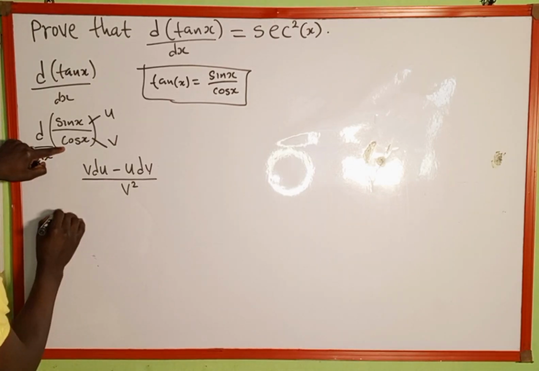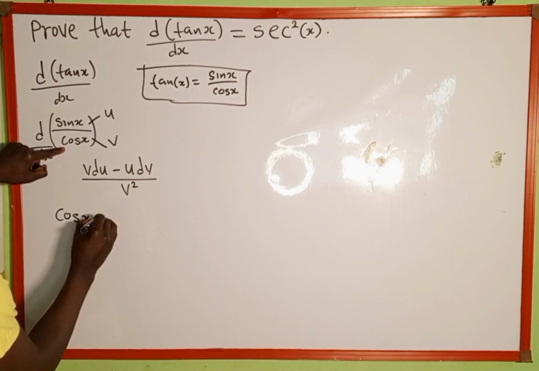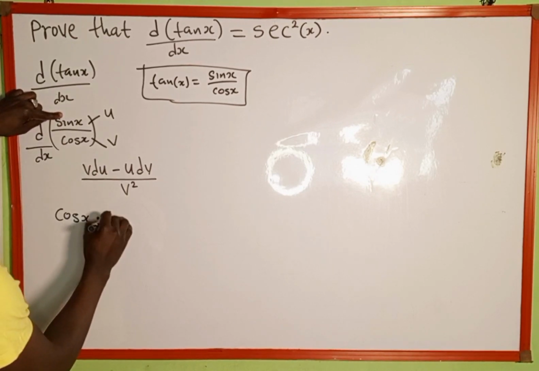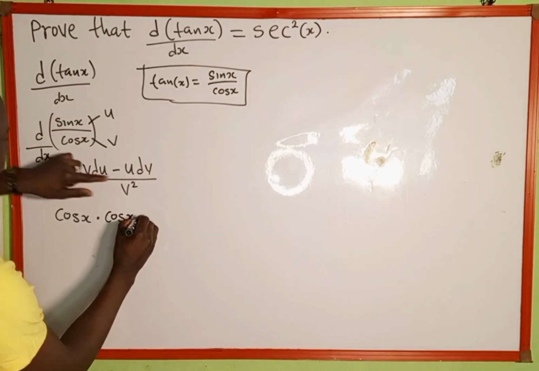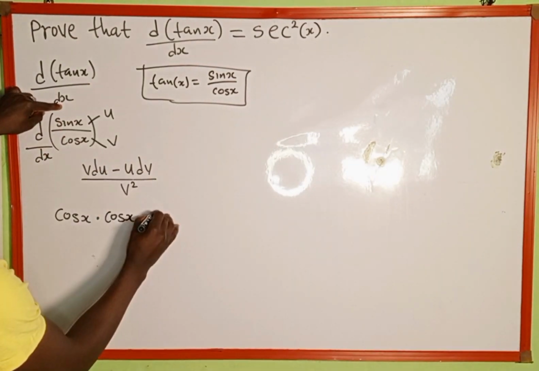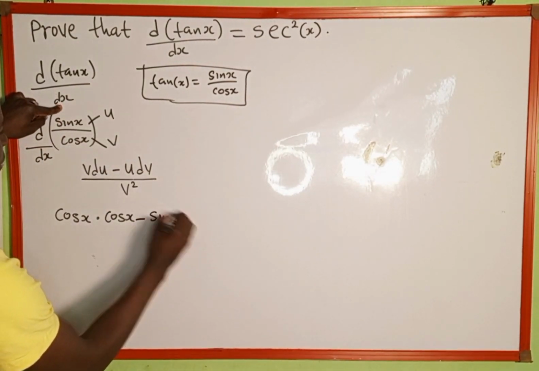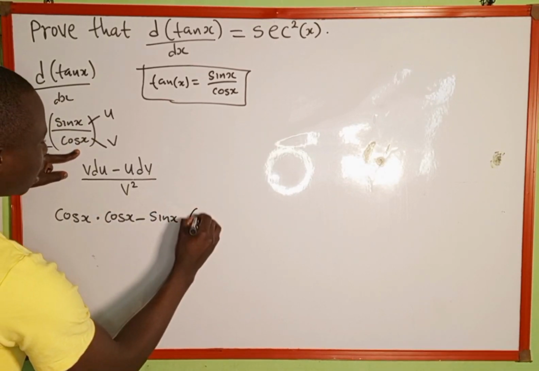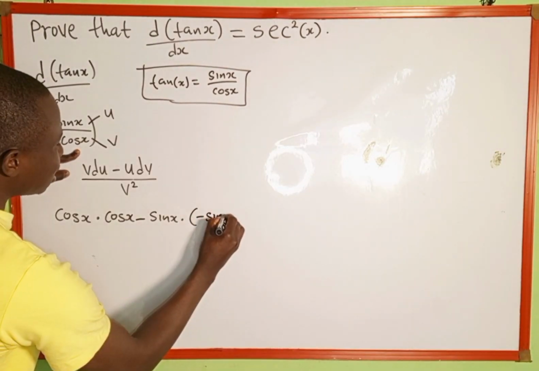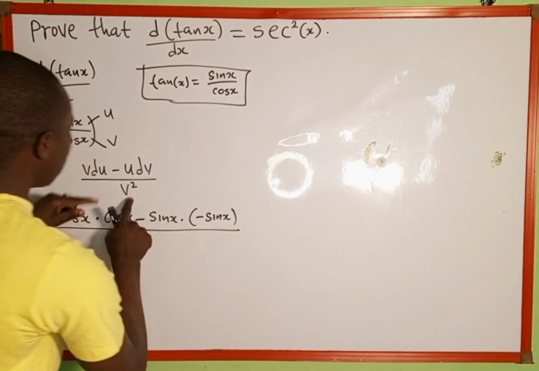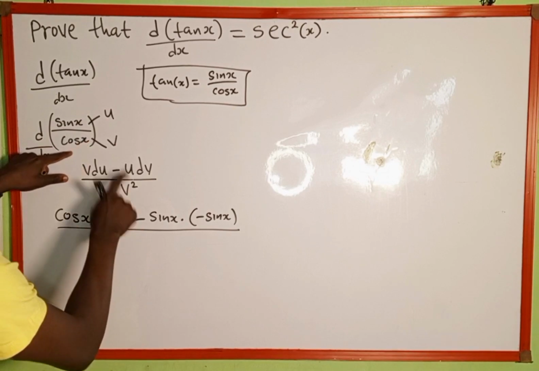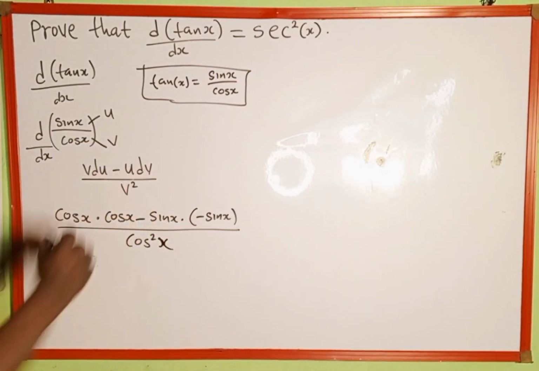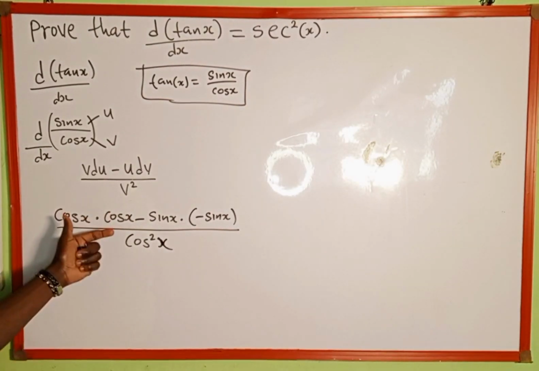v is cosine x, so we write cosine x multiplied by the derivative of u, and u is sine x. If you differentiate sine x, we are going to have cosine x, then minus u. Our u is sine x, multiplied by the derivative of v, and v is cosine x. So if you differentiate cosine x, it's going to give us a minus sine x, and everything divided by v square, and v is cos x, so v square is the same as cos square x.